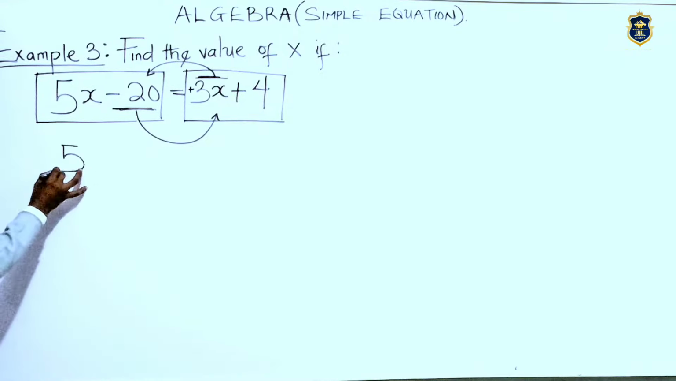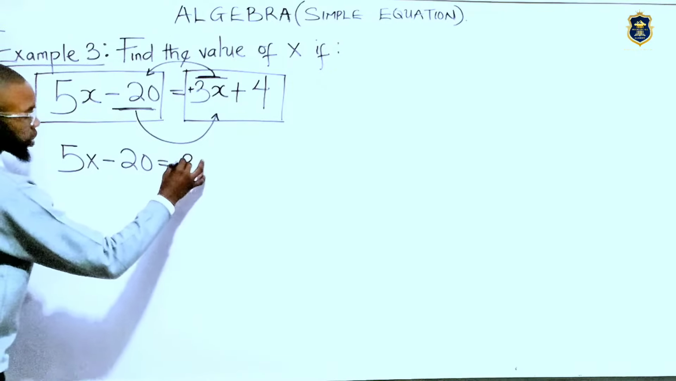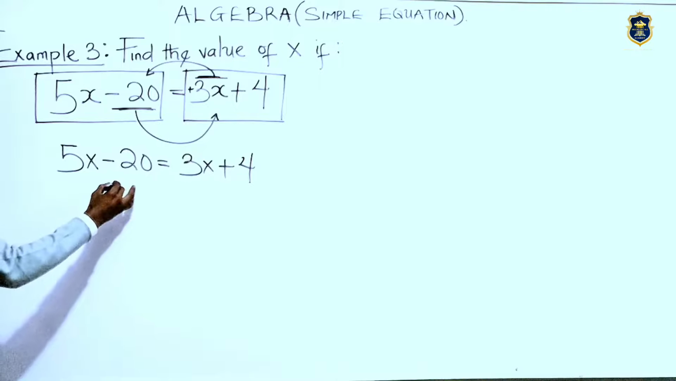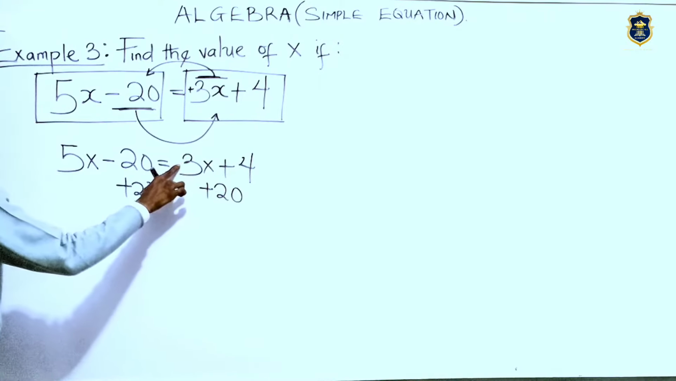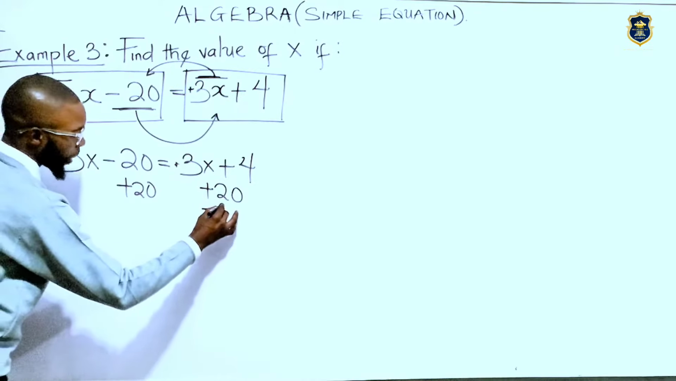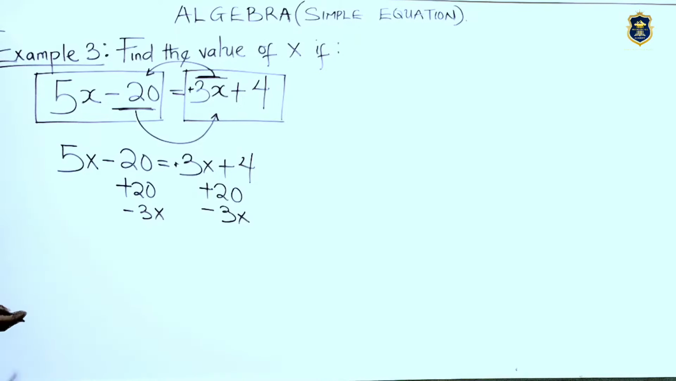So we have 5x minus 20 equal to 3x plus 4. To take the minus 20 off, we introduce a plus 20 to both sides, right? And to take this plus 3x off, we introduce a minus, because there's an invisible plus here. Minus 3x and minus 3x. Then we rearrange everything.